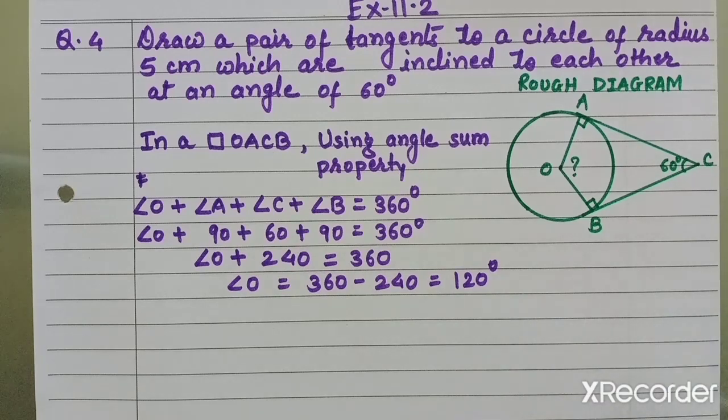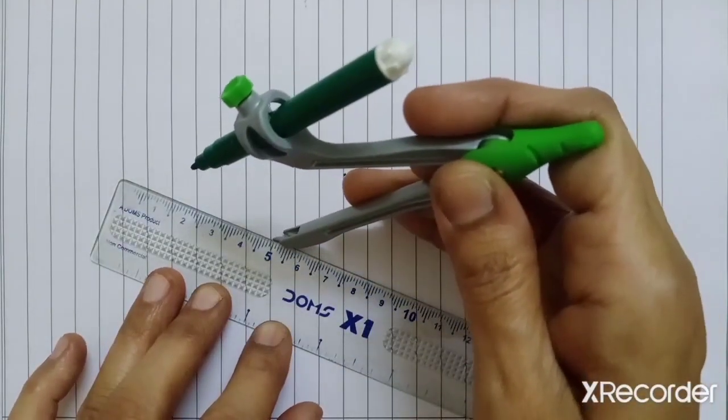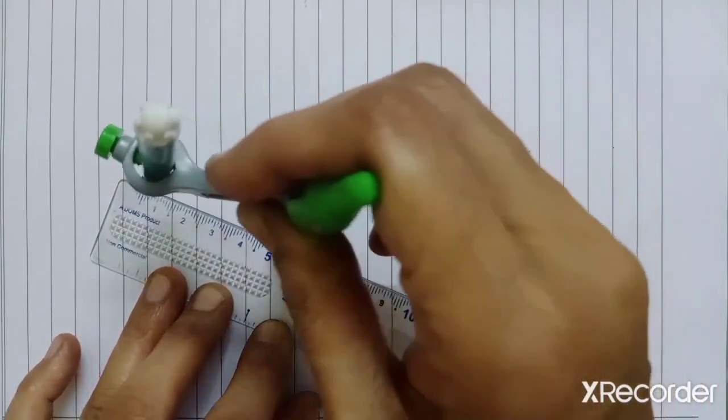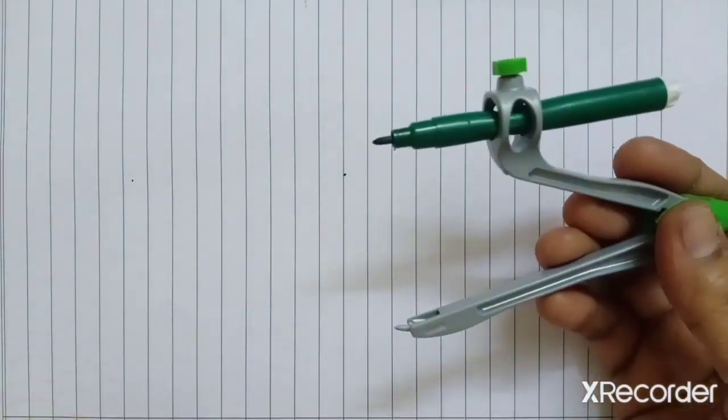So now we can construct this very easily. That justification you will have to write. Now let us start constructing. So draw a circle of radius 5 cm. So you take 5 cm distance in the compass. Draw the circle.